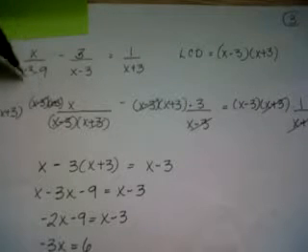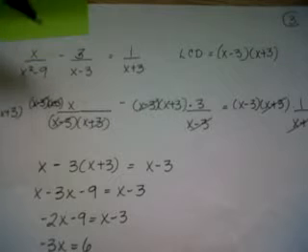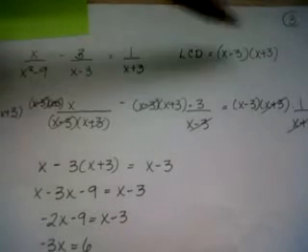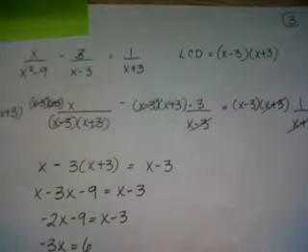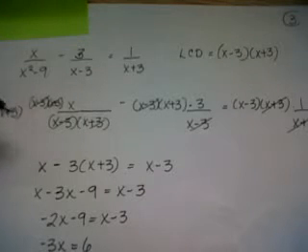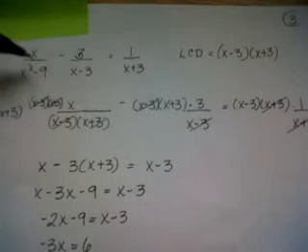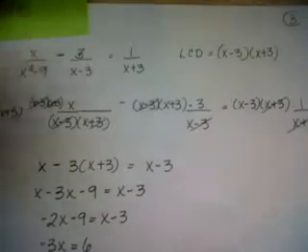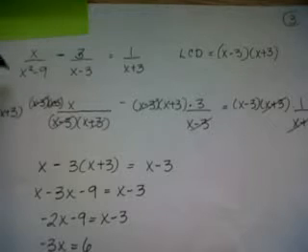Well, I'm going to factor this first, and this factors out to be x plus 3 times x minus 3. So if I look for my least common denominator, it actually is x minus 3 times x plus 3. That's my least common denominator. So I'm going to take the x minus 3 times x plus 3 and multiply it to each piece of this equation.